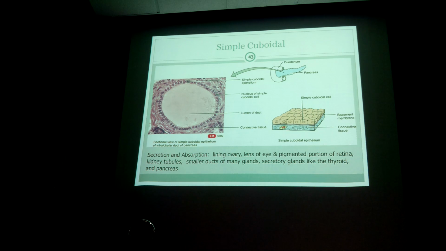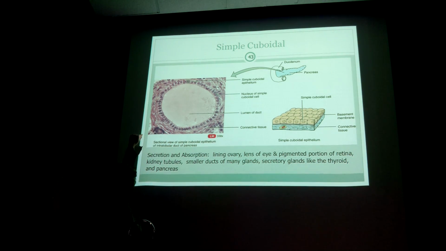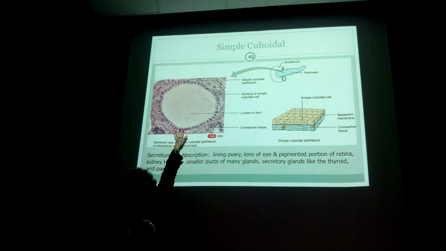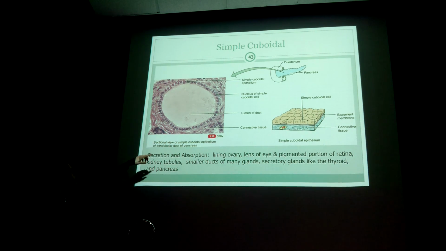These are different places where you might find this type of tissue. This would be the lumen of a duct. Let's see, what are we looking at? This is in the pancreas. So these are pancreas cells, and the simple cuboidal epithelium lining one of the pancreatic ducts. And this is going to be secreting pancreatic enzymes into the small intestine. So cuboidal is secretion and absorption.